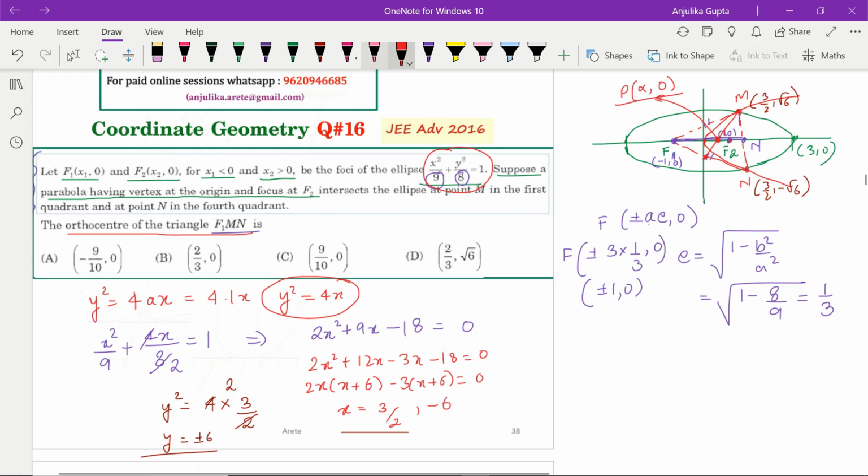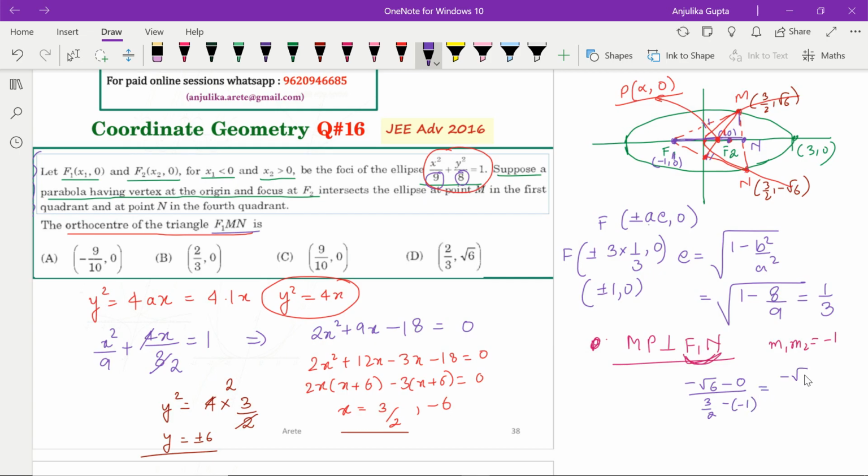Let's do that. Since we have dropped it, MP is perpendicular to F1N, correct? Let's get the slope of both of them, because if you get the slope for both, you know M1 times M2 should be -1. So what is the slope of F1N? Quickly figure out: y2 minus y1 upon x2 minus x1, correct? That's the slope of F1N.